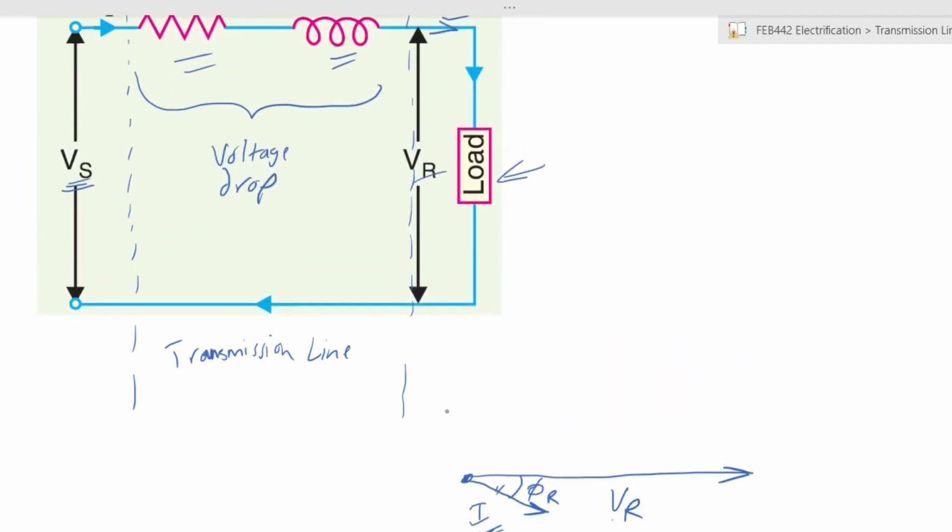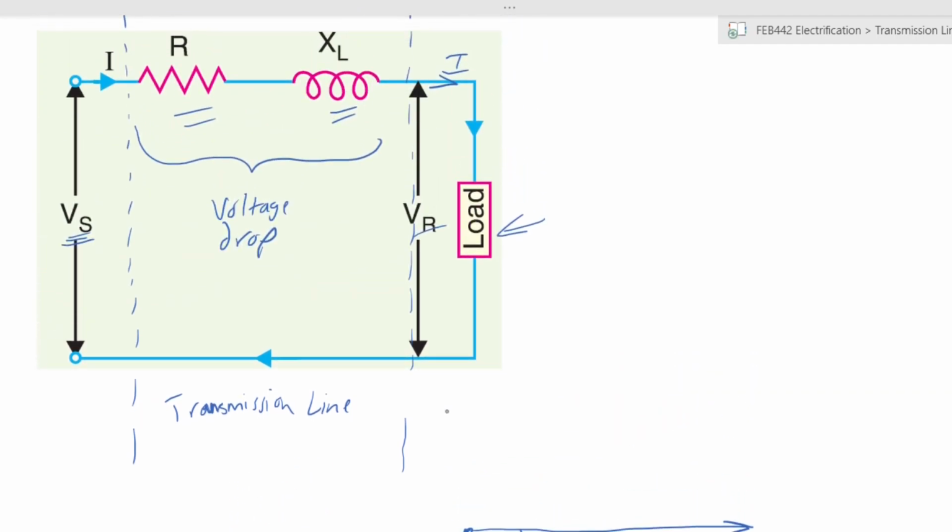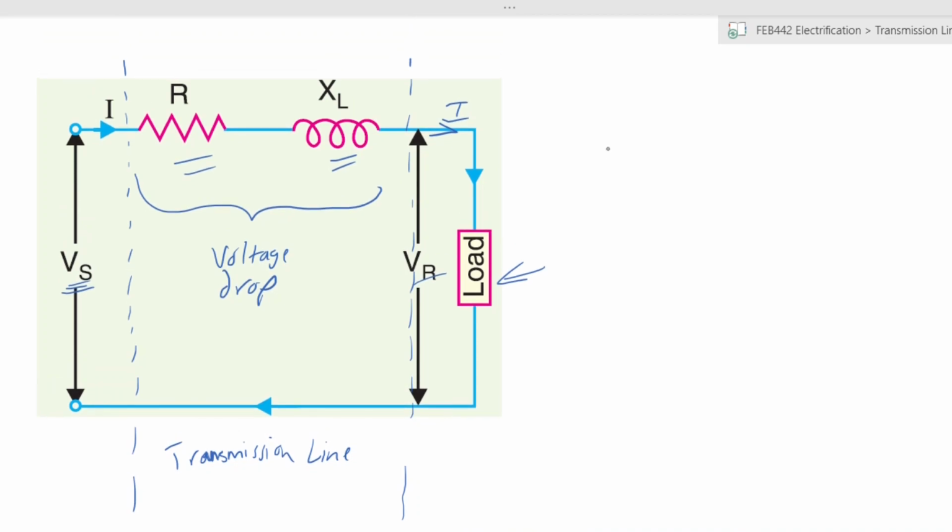So what do we have at the sending end? If you look at this circuit and take the total voltage all around, the voltage that is supplied at the source is equal to the voltage drops, which are here, it drops here, it drops here, plus the voltage that is supplied to the load, or the receiving end voltage. So this Vs is the sum total of all the voltages within the circuit.